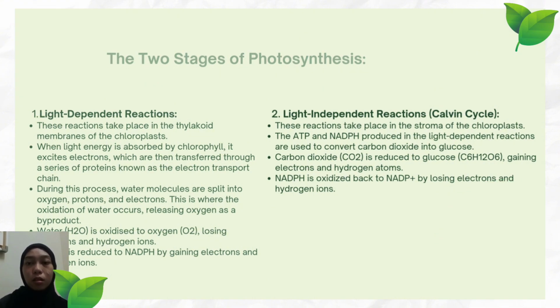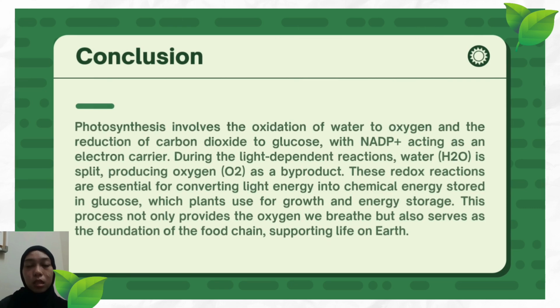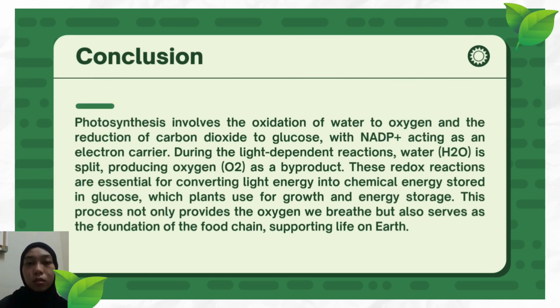This is the first redox reaction and the second redox reaction. When these two reactions are put together, we get the general equation that we are familiar with. In conclusion, photosynthesis involves the oxidation of water to oxygen and the reduction of carbon dioxide to glucose, with NADP+ acting as an electron carrier.